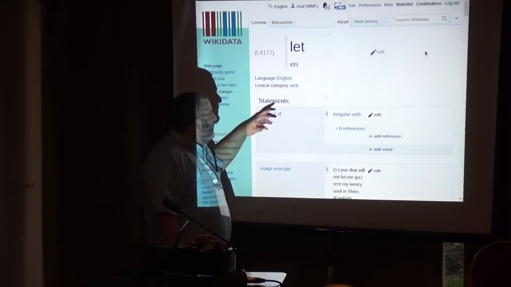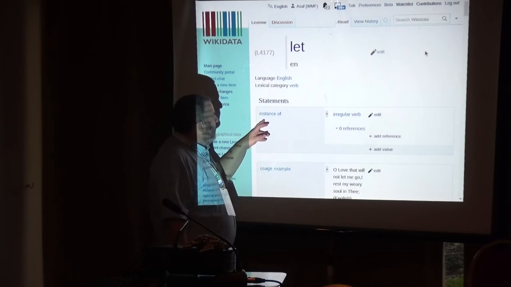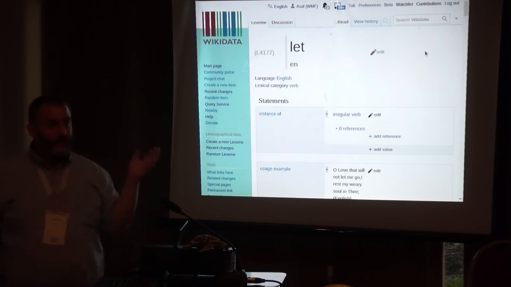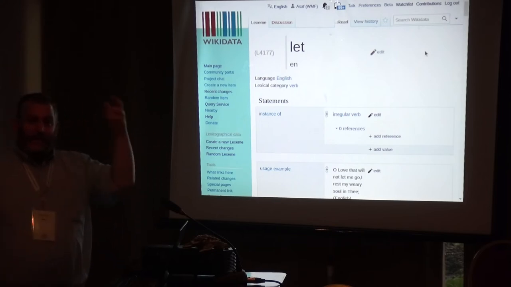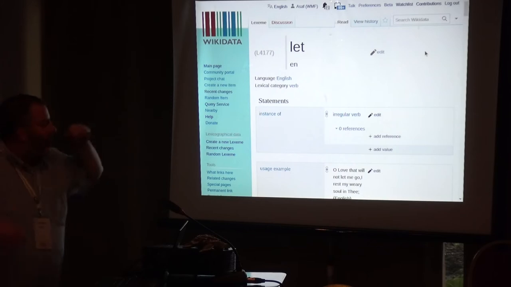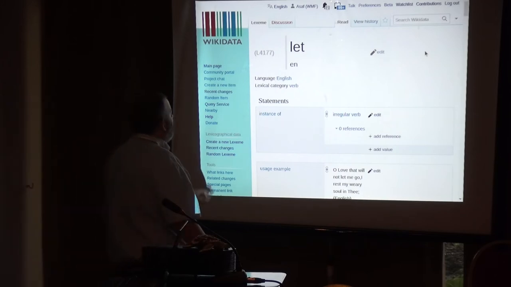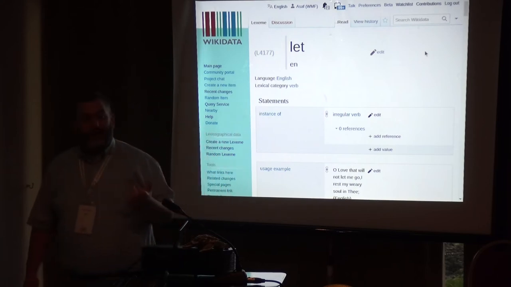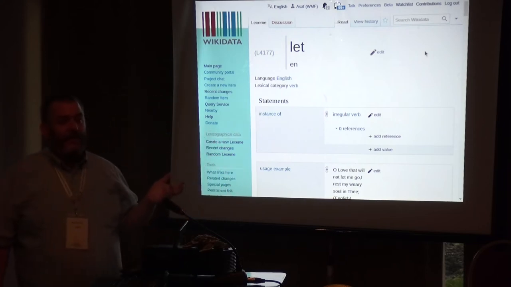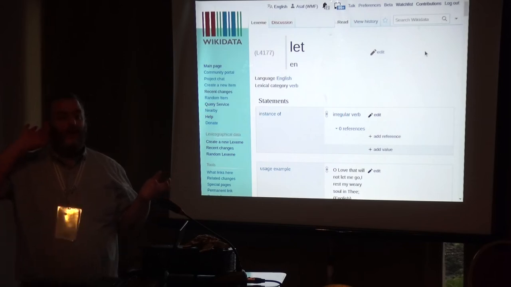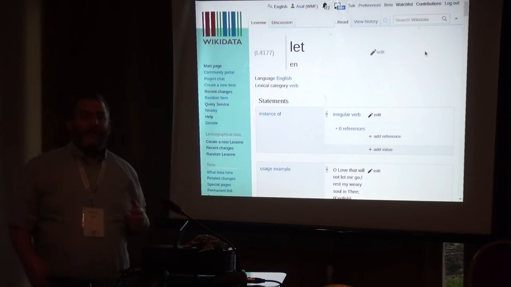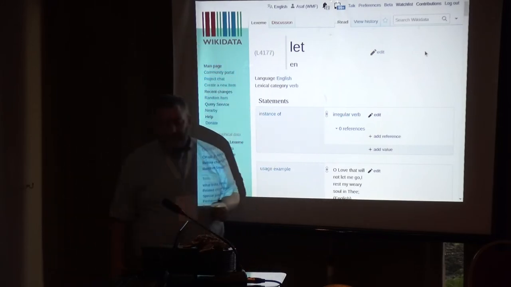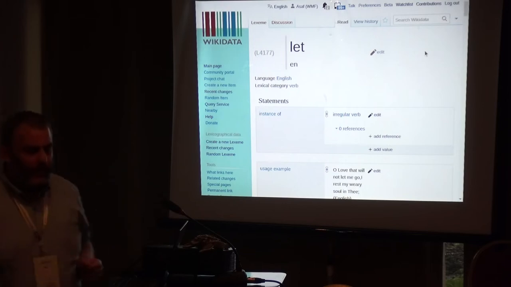And we can have as many statements as we want. Here we have several statements. The first one says instance of, just like a Wikidata item usually has instance of. Like Berlin is an instance of city, so let is an instance of irregular verb. Because we say let, but in the past, what? Also let. We don't say letted, we say let, so it's an irregular verb. So the lexeme knows that this is an irregular verb.